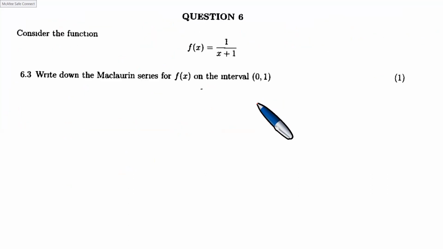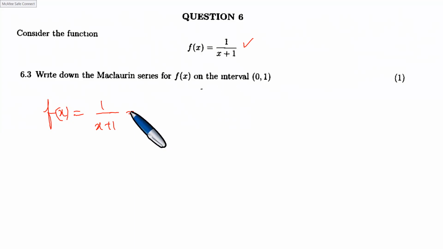Now, the next thing is you need to write down the Maclaurin series for the function f of x on the interval 0 and 1. Let's write down the Maclaurin series. Right, so to write down the Maclaurin series, we already know that the function f of x is actually given as this one here, 1 over x plus 1. What we got at the beginning, that series was just the Maclaurin series.